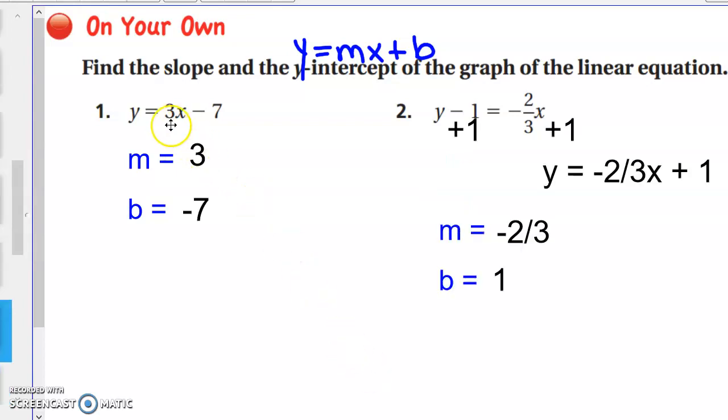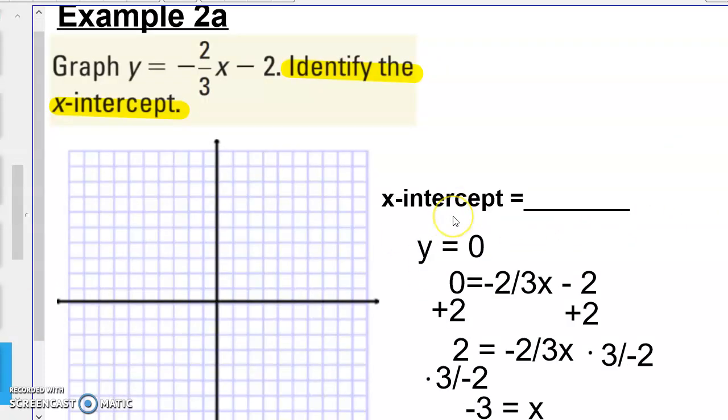All right, to check your answers for this one, you should have gotten a slope of 3, and then the y-intercept is -7. For question number 2, you had to add 1 to the other side, so then you get the equation y equals -2/3 x plus 1, and that means my slope is -2/3, and my y-intercept is 1. All right, example 2a.